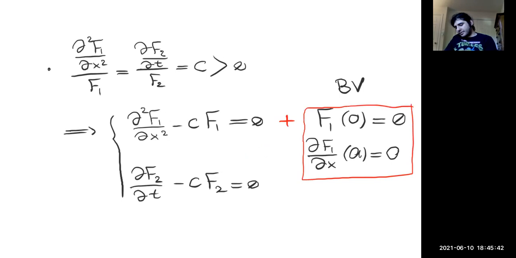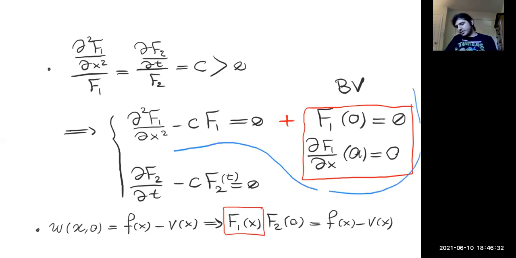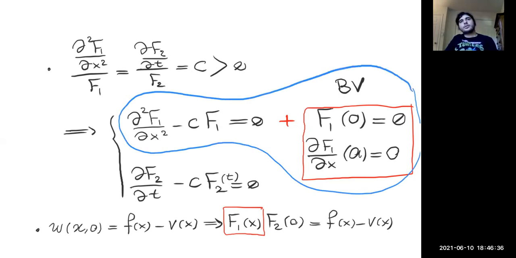For f2, it's a function of t. We have the initial condition. So what is the initial condition? So w at any point x and 0 was equal to f(x) minus v(x). W at x and 0 would be equal to f1(x) times f2(0) is equal to f(x) minus v(x). It's not very helpful because here we have f1 now. It would be a little difficult at this point. Let's not follow that. Let's focus on the first equation with these boundary value conditions. This is the one we are going to study.